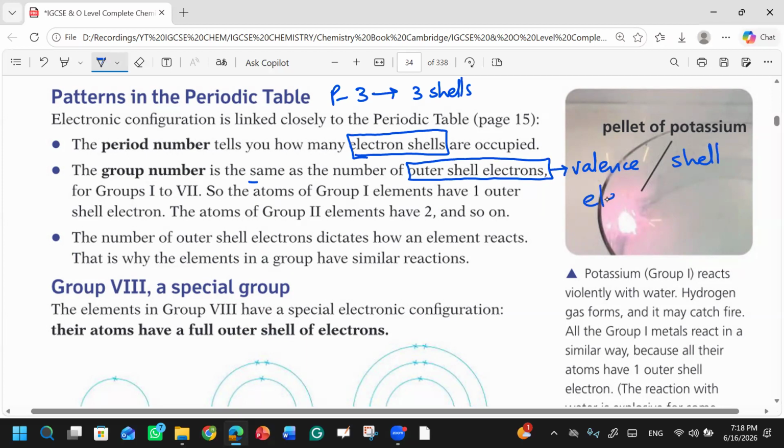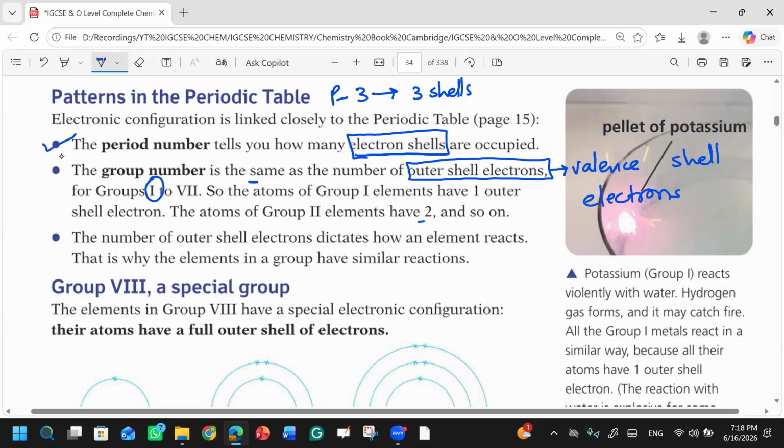Are you clear with this? The group number tells us about the valence shell electrons, or the outer shell electrons. For example, what information do we get from group 1? Elements of group 1 will have one valence shell electron, one electron in their outermost shell. So the atom of a group 1 element has 1 outer shell electron. The atom of a group 2 element will have 2 electrons, right? And so on.